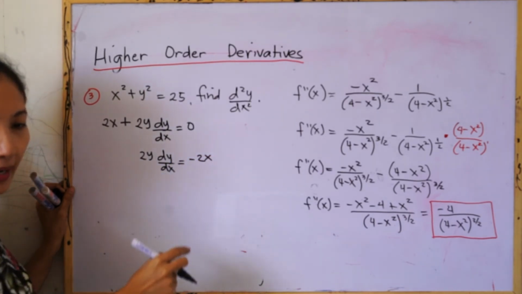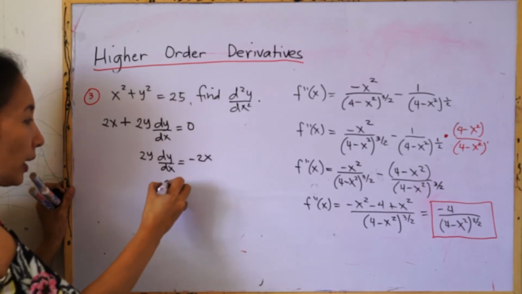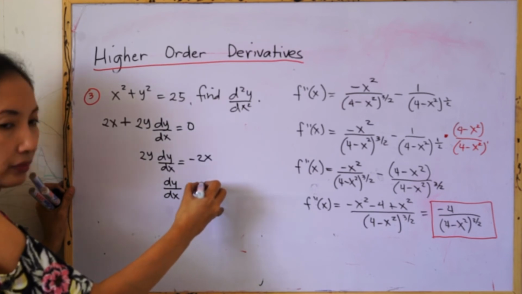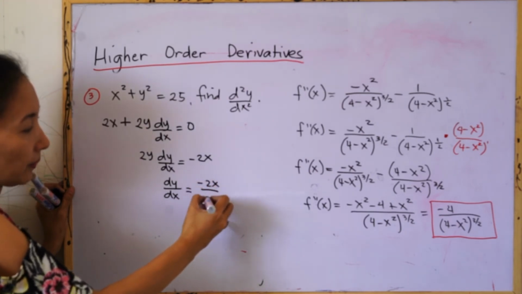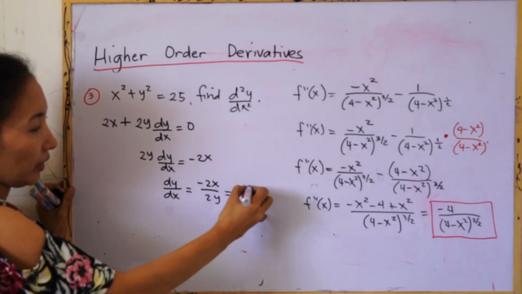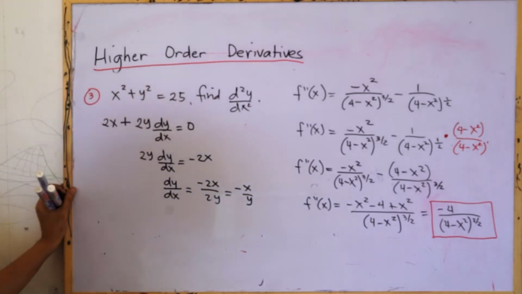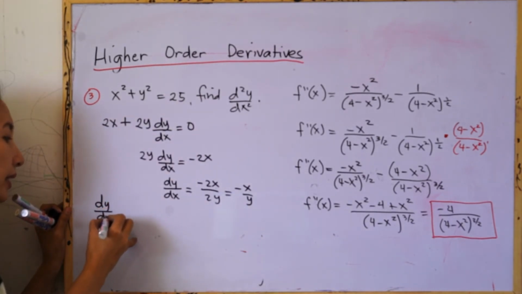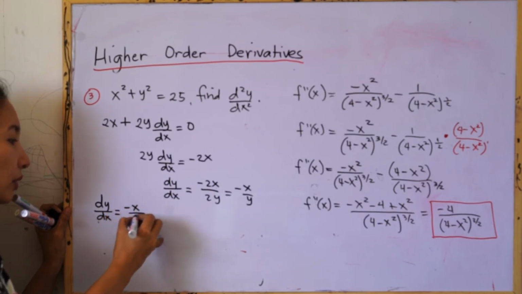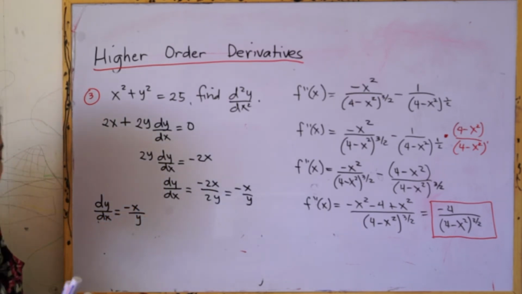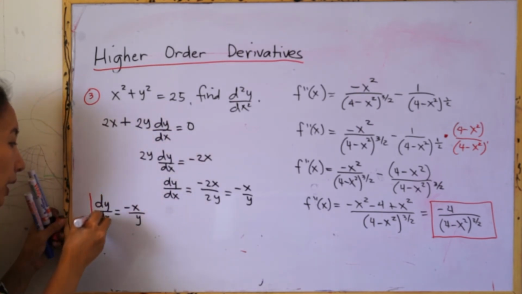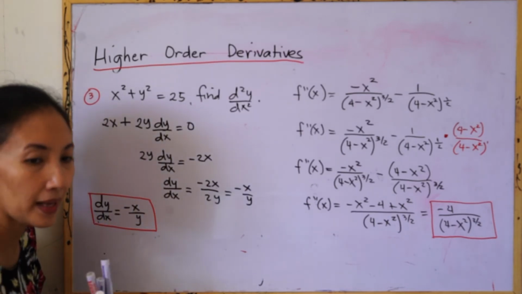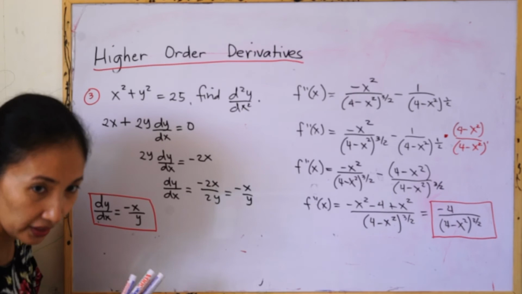So, 2y dy over dx is equal to negative 2x. Divide both sides by 2y. What will dy over dx be? dy over dx will be negative 2x over 2y, which is negative x over y. So this is our first derivative: dy over dx equal to negative x over y. Let me enclose it in a box. But we're not done yet because this problem asks for the second derivative.